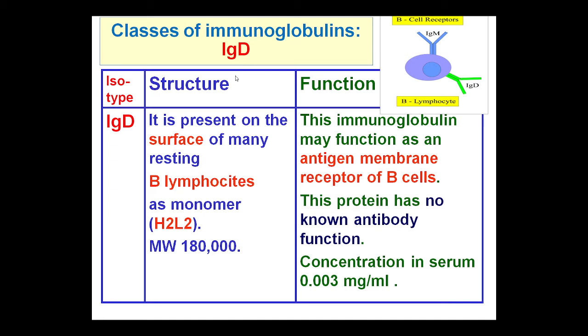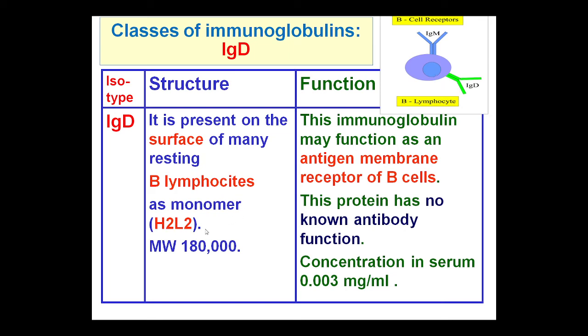IgD. This is a second membrane antigen receptor, B cell receptor of the B lymphocytes. First is monomeric immunoglobulin M, second is IgD. IgD is present on the surface of many B lymphocytes, resting or activated.